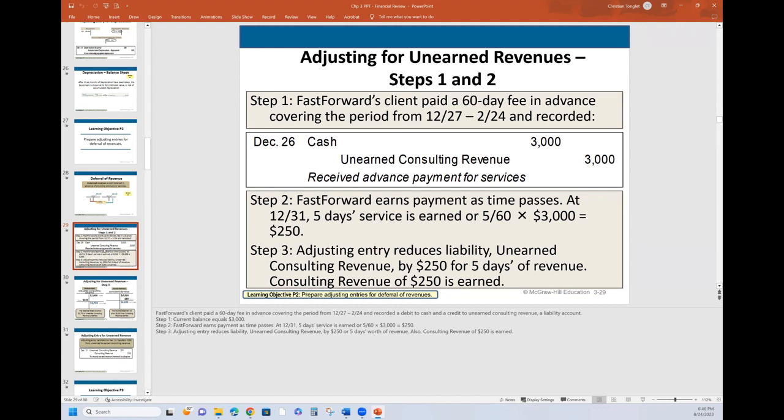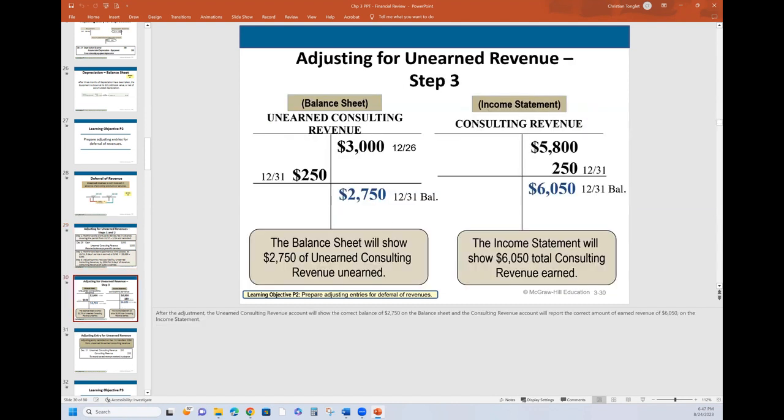So I need to reduce that unearned revenue. I'm not collecting cash. I'm not giving cash back. I'm just making an adjustment so I can get my account where it needs to be for the unearned revenue. So we're going to adjust the unearned revenue, and we're going to put it into a revenue account because now I've earned the services. So here's the unearned liability on the books.